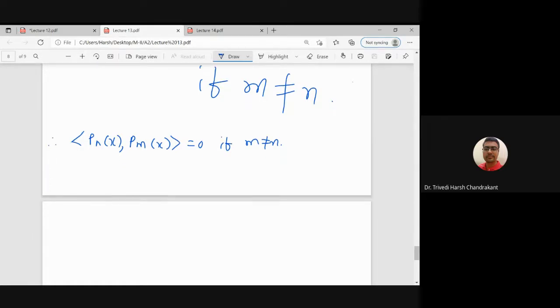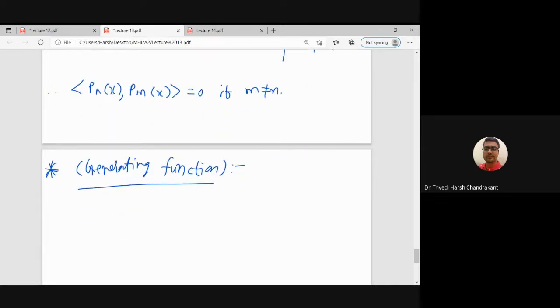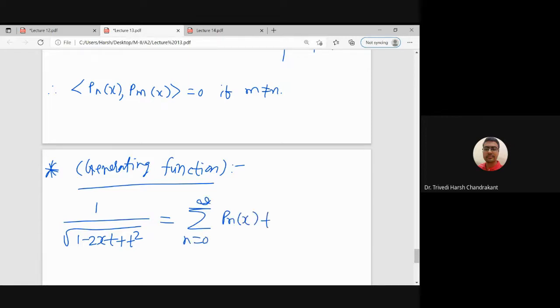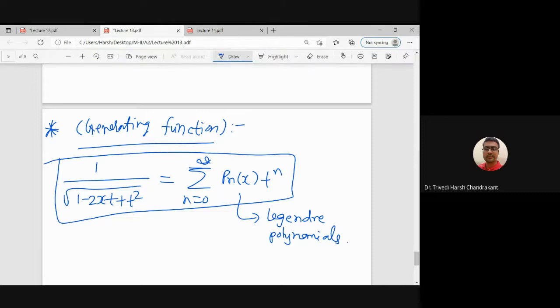Before that, let us discuss one concept which is known as the generating function. This equation is useful, and it has some applications also. This equation says that this function, if we expand it in terms of Legendre polynomials, then we get this formula. What are Pn? Pn are the Legendre polynomials. We shall not prove this formula, we shall just assume it, and using this formula we will derive some nice properties of the Legendre polynomials.